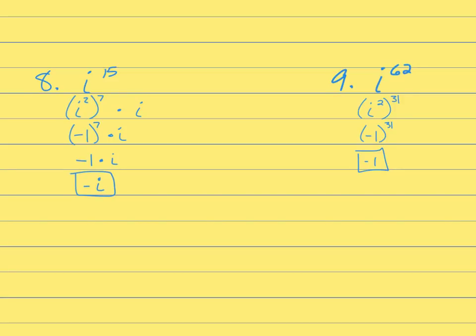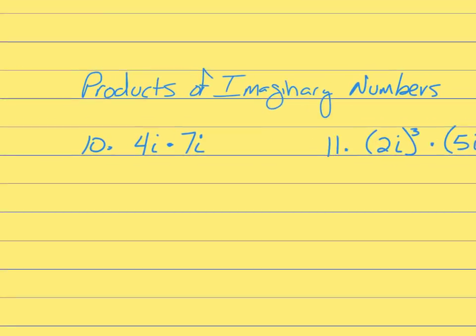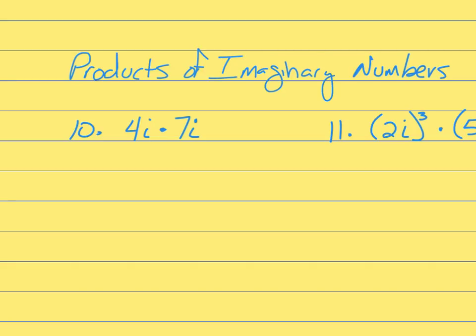Okay, and then we'll do one more thing. The last thing we're going to do is products of imaginary numbers. So we're just going to multiply these 2 things together. 4 times 7, that's 28. And then you've got i times i, which would end up being i squared. 28i squared. Well, i squared is -1, and -1 times 28 would end up being -28. So when you have an i and you multiply it times an i squared, that goes back to that pattern thing we talked about, and that'd be a -1.